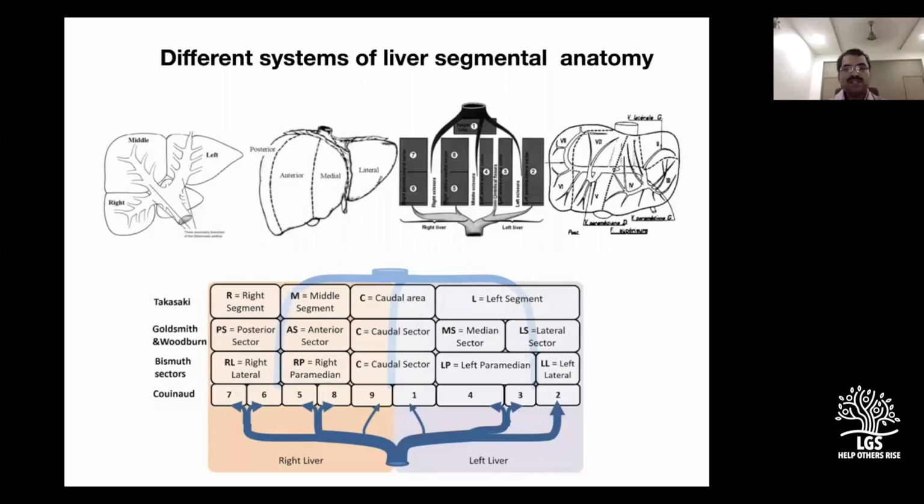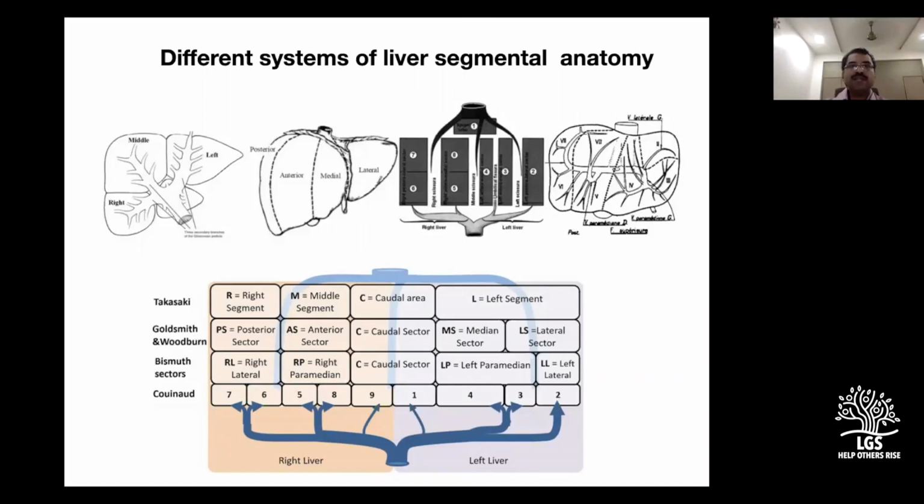Even though the umbilical fissure is used as the division point, it is not a portal fissure because it contains the portal pedicle. So when it contains a portal pedicle, it is not a portal fissure, it is a hepatic fissure. But there is a small vein beneath that fissure that is called the umbilical fissure vein.